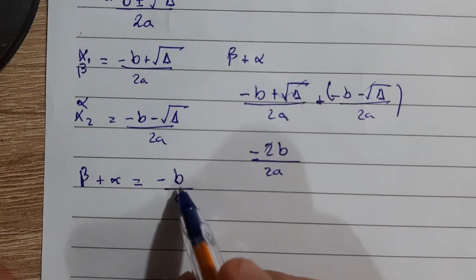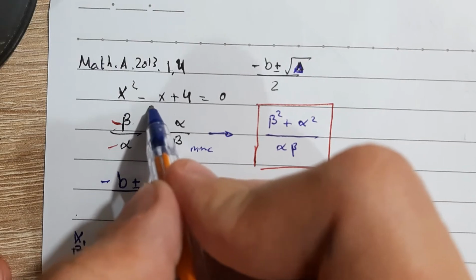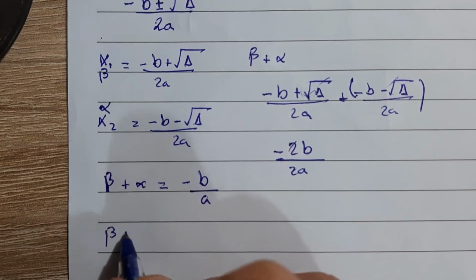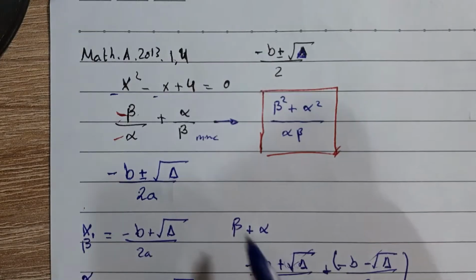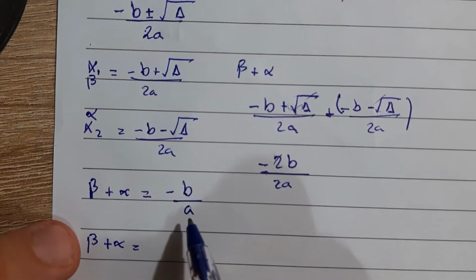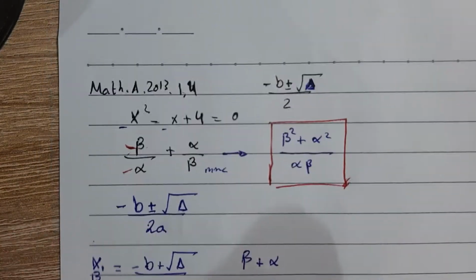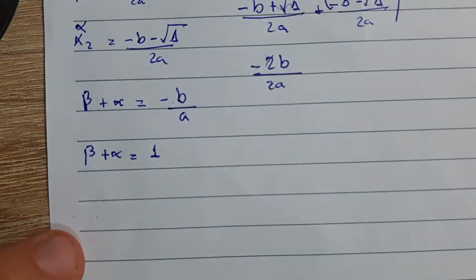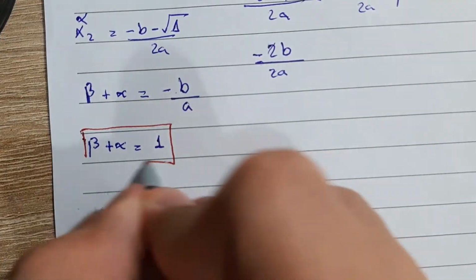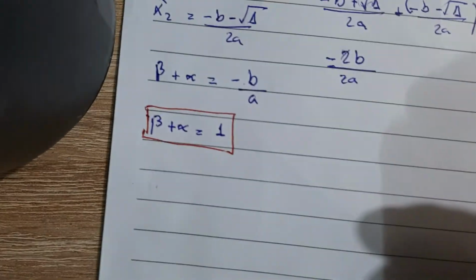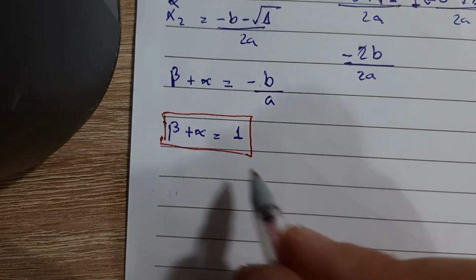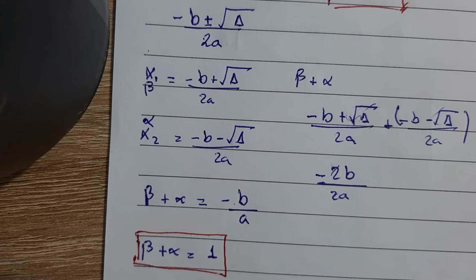and why is this good? Because we have b and a from the equation. Remember, b is this one and a is this one. So we know that beta plus alpha is equal to minus b, which is minus 1, so minus minus 1, and a is 1. So this one over here, and this is our first thing, we're going to use it. Okay, beta plus, oh, the phone just fell. So beta plus alpha is equal to 1.